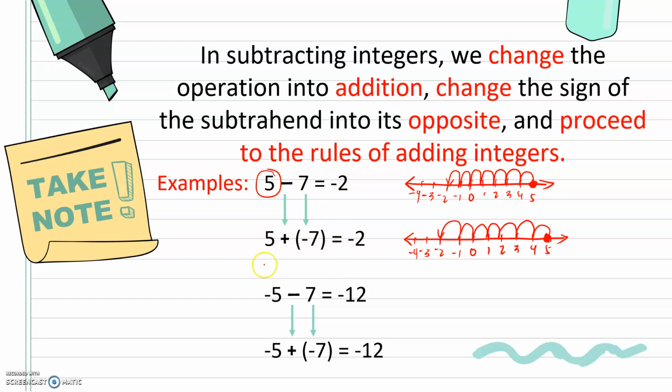Another example, if you have negative 5 minus 7, that is equal to a negative 12. And subtracting positive 7 from a negative 5 is just the same as adding negative 7 to negative 5. Again, in subtracting integers, we change the operation into addition, then change the sign of the subtrahend into its opposite, and proceed to the rules of adding integers.